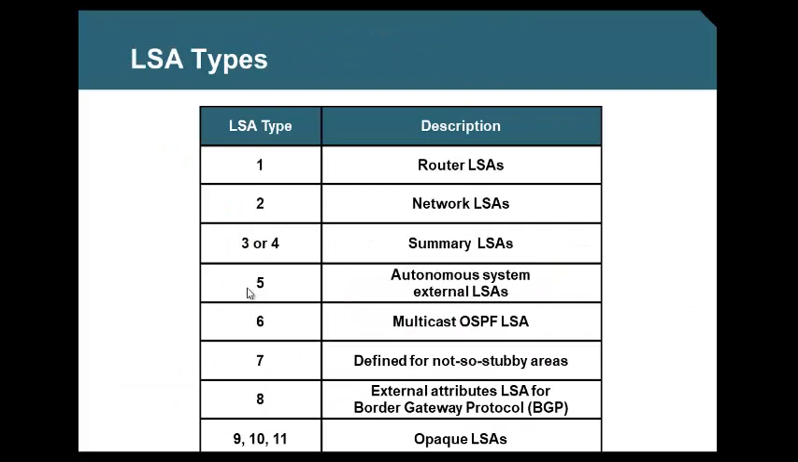The first LSA type is called router LSA. Don't forget. The reason why it is called router LSA is that every OSPF running router, it may be DR, BDR, DR other, an area border router, or an internal router, any router, doesn't matter, will send this LSA. That is why it is called router LSA. The advertisement coming from every single router is a router LSA.